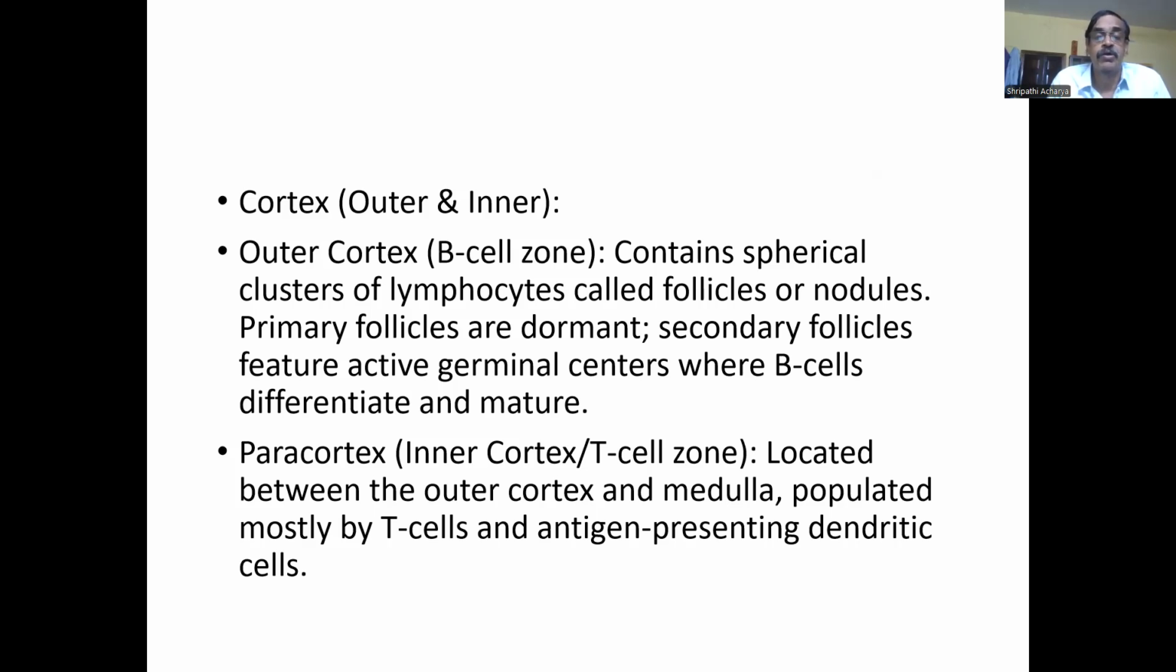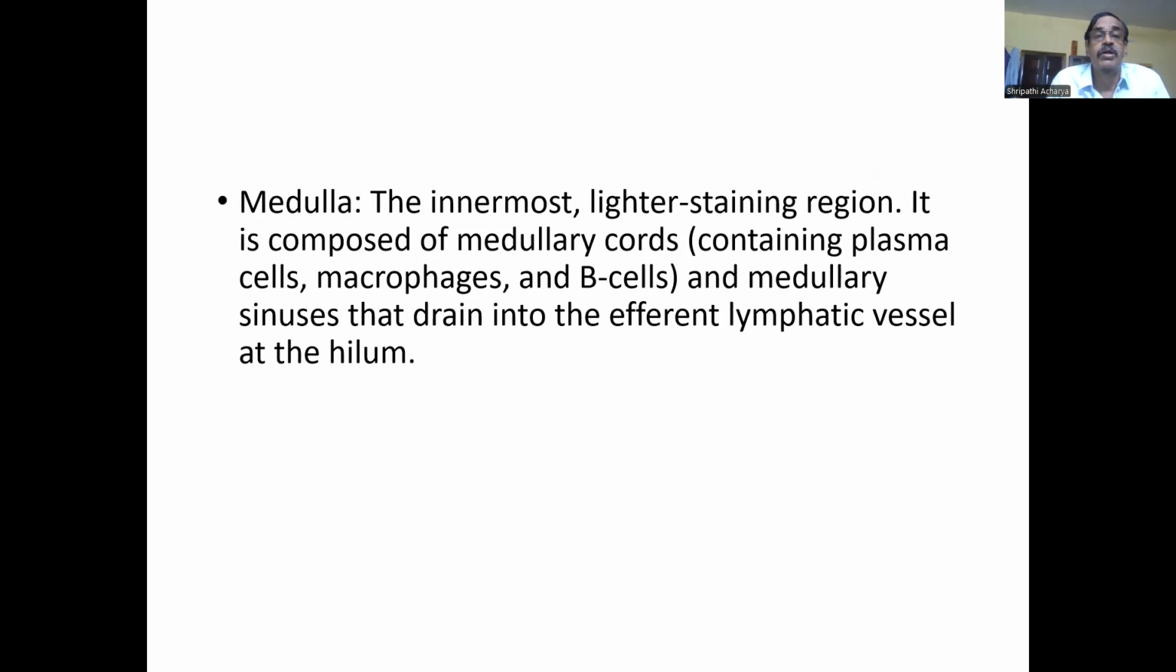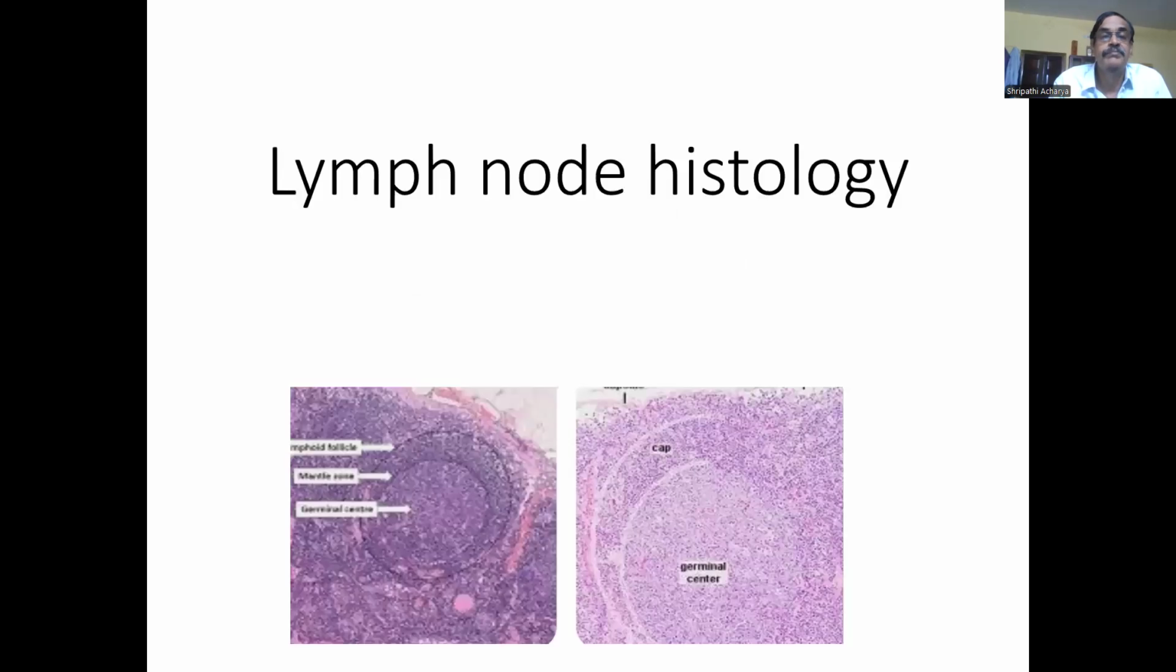Paracortex, inner cortex or T cell zone, located between the outer cortex and medulla, populated mostly by T cells and antigen presenting dendritic cells. Medulla, the innermost light staining region. It is composed of medullary cords containing plasma cells, macrophages, and B cells, and medullary sinuses that drain into the efferent lymphatic vessel and the hilum.